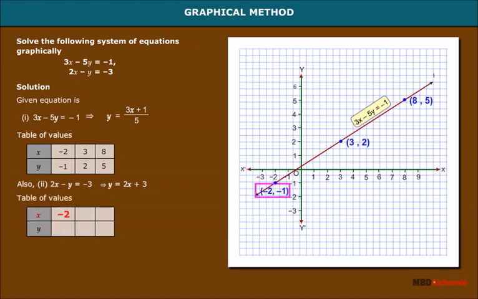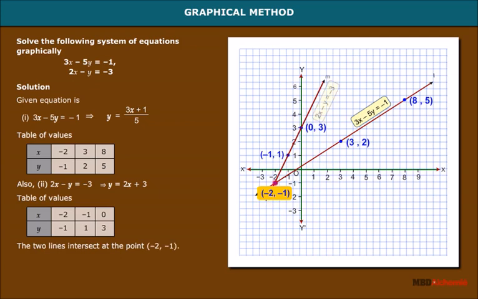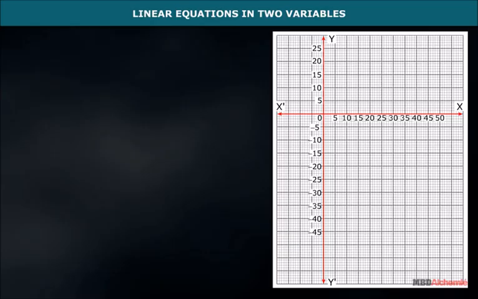Tables of values. When x is equal to minus 2, then y is equal to minus 1. X is equal to minus 1, then y is equal to 1. X is equal to 0, then y is equal to 3. The two lines intersect at the point (minus 2, minus 1), hence x is equal to minus 2 and y is equal to minus 1 is the only solution of the given system of equations.